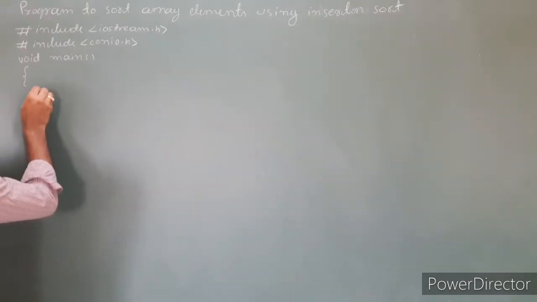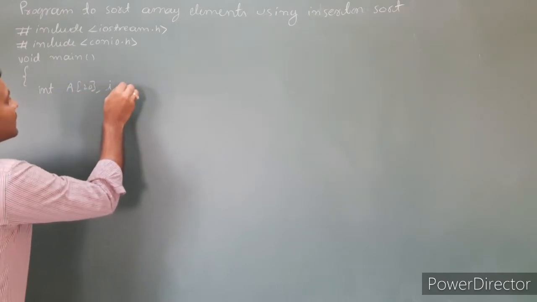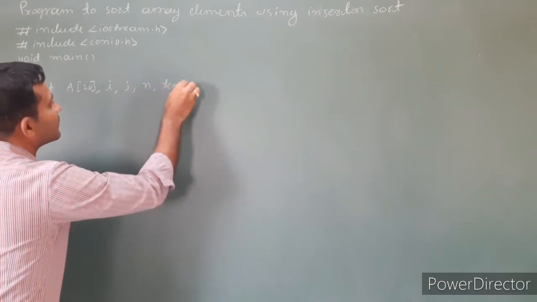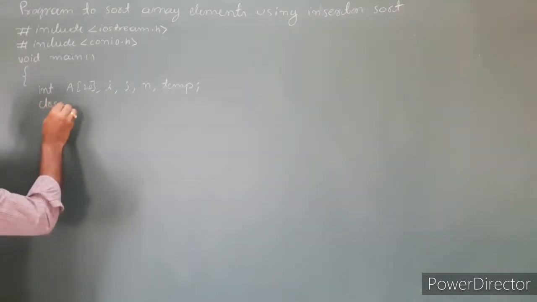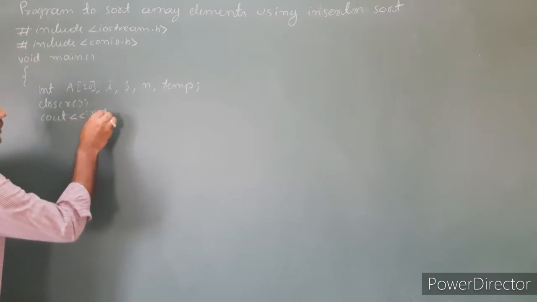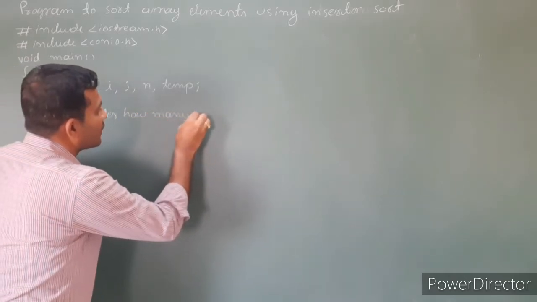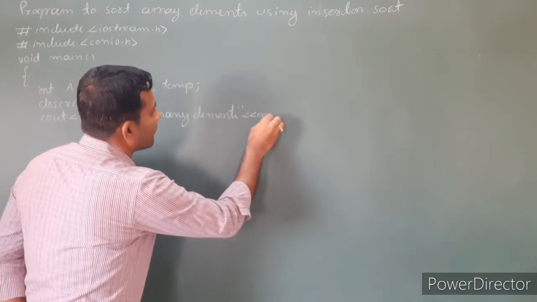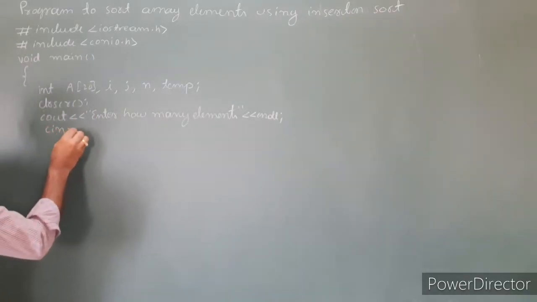Here declare the variables and array. Here the array is a of 20 elements. Variables are i, j, n and temp. So these are the variables required. After that clrscr to clear the screen, cout enter how many elements. Enter how many elements. So cin extraction n.